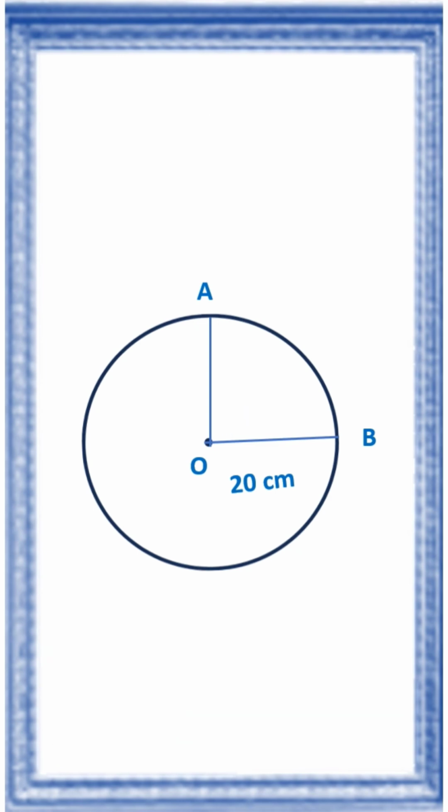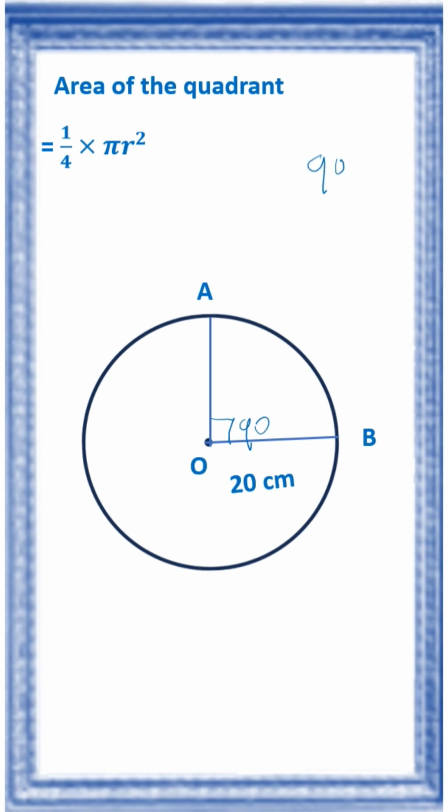Now let us find the area of the quadrant. The formula for which is 1 by 4 pi r square. Pi r square is the area of the circle, and the quadrant is one fourth of the area of the circle, because here the angle is 90 degrees, no? So theta by 360, what happens?